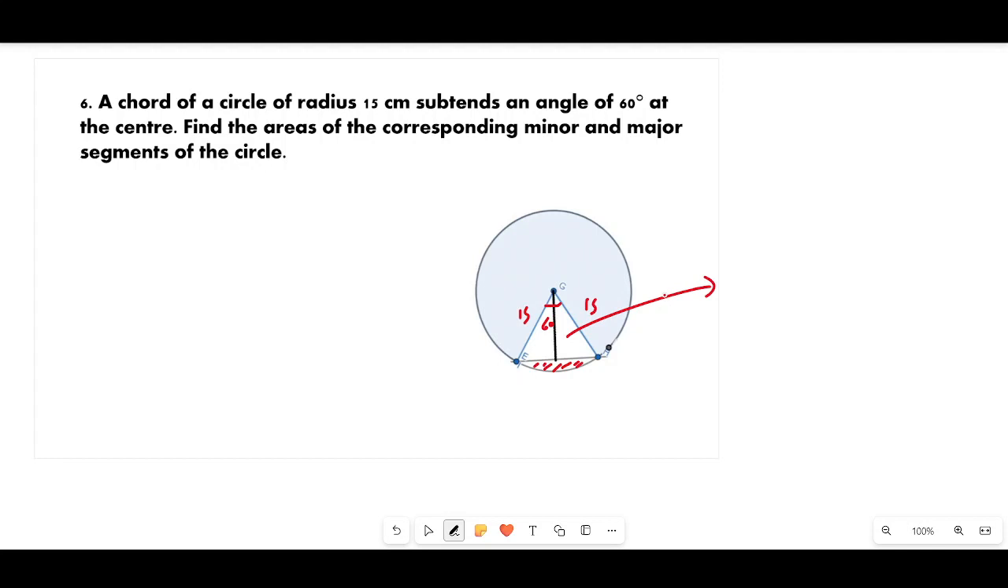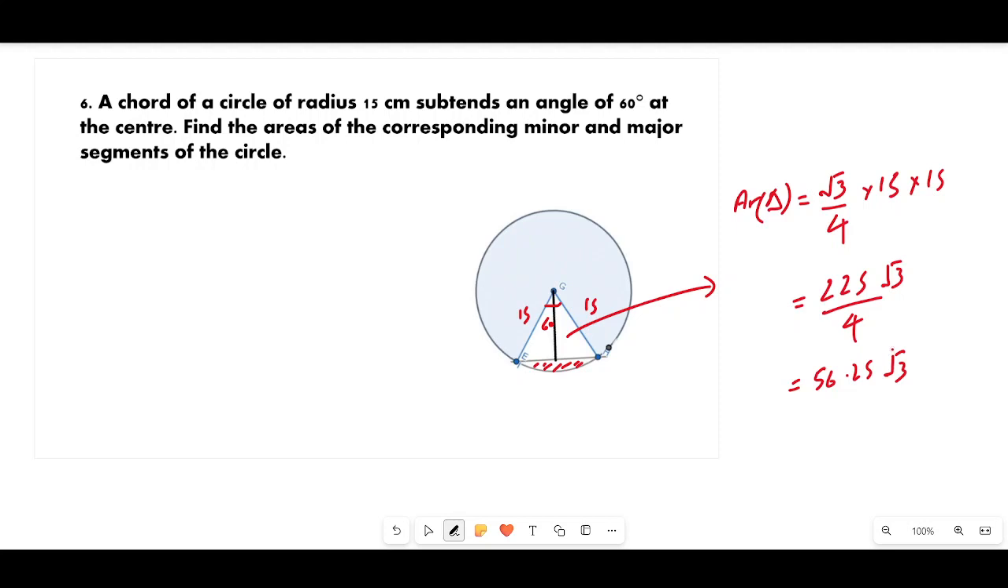So first we will find out the area of a triangle. What is the area of a triangle? Area of this triangle. Clear? This is the equilateral, so root 3 by 4 a square, that is 15 into 15. Clear? This is the area of a triangle. Now this is 15 square is 225, root 3, this is 4. So after solving this, we will get 56.25 root 3.